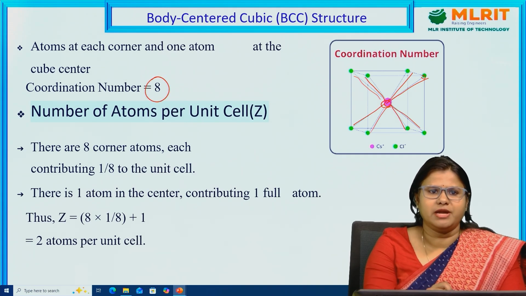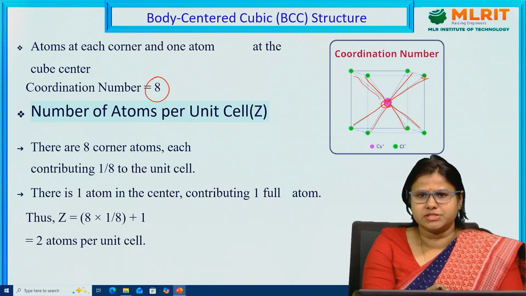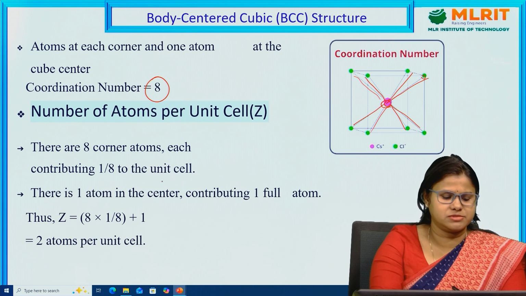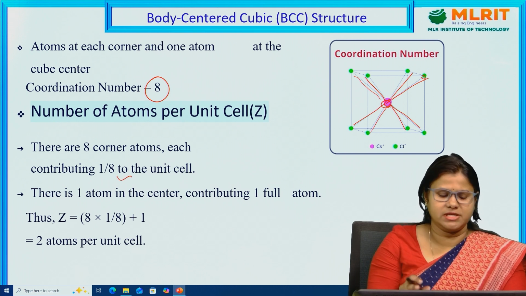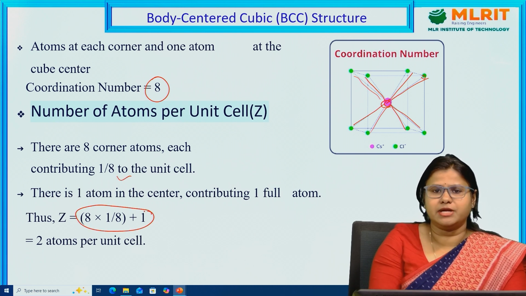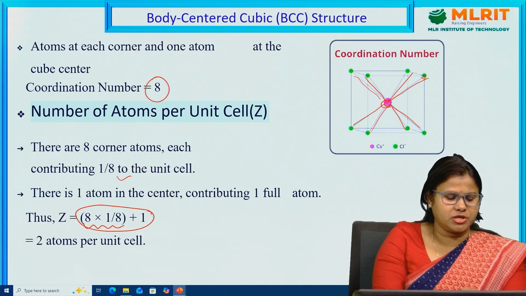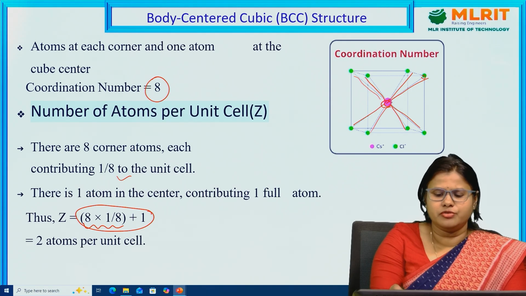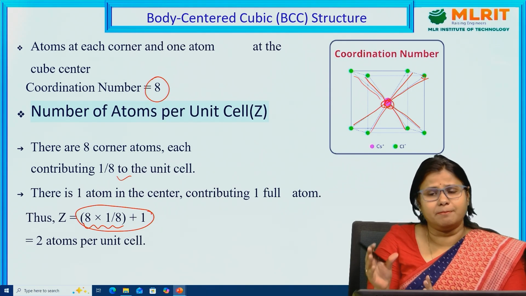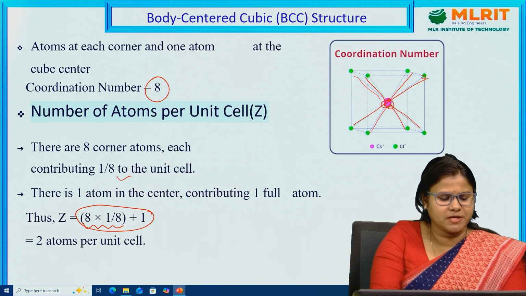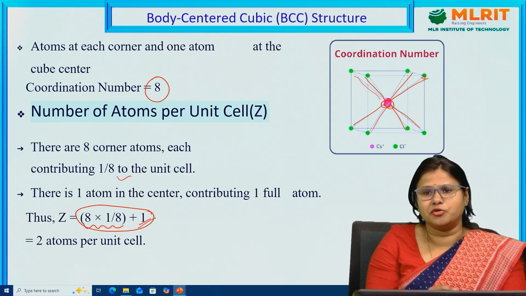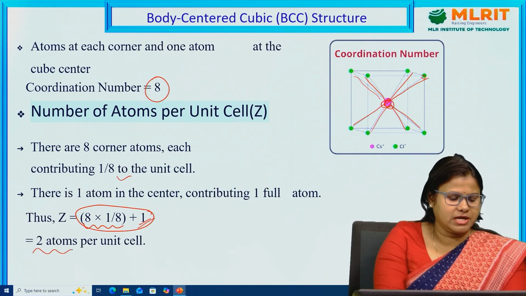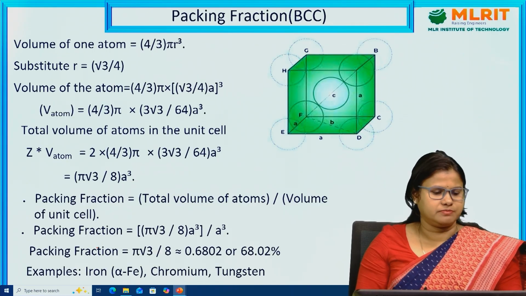And let us find the number of atoms per unit cell. As here we have 8 corner atoms, the contribution is 1 by 8 from each atom, and in total we have 8 corner atoms. So the contribution from the corner atoms, 8 into 1 by 8, will be 1. In addition, the central atom is placed completely inside this unit cell. That's why it will have 100% contribution, or we can say the atomic contribution is 1 here. So in total we are getting 2 atoms per unit cell.